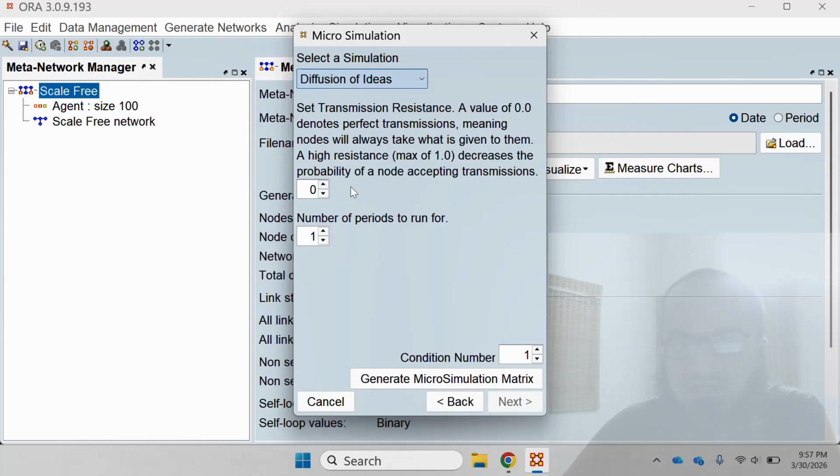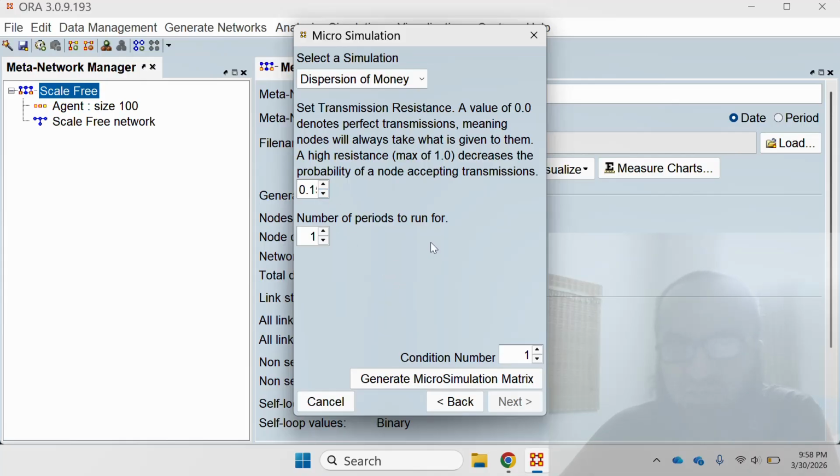And there is the resistance. A high resistance decreases the probability of a node accepting transmission. The resistance by default is 0, but we can set it to any value between 0 and 1. It means, for any diffusion instance, what is the probability that the diffusion will not take place. If it is diffusion of money, which is more relevant for the course we are studying, then for any transfer of money from one node to another, it will be probabilistic. So 70% of the time the transfer will take place, but 30% of the time it will not. This is something we can set. I set it to, say, 0.1.